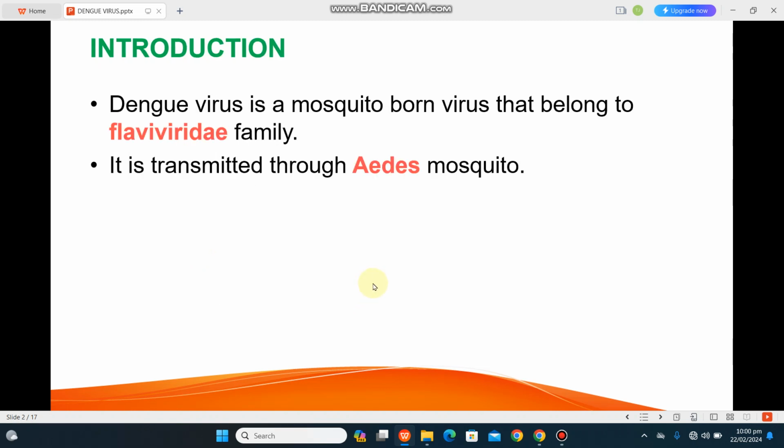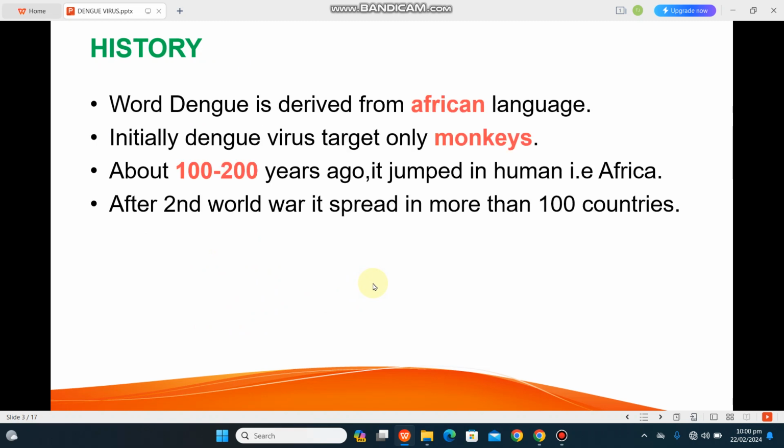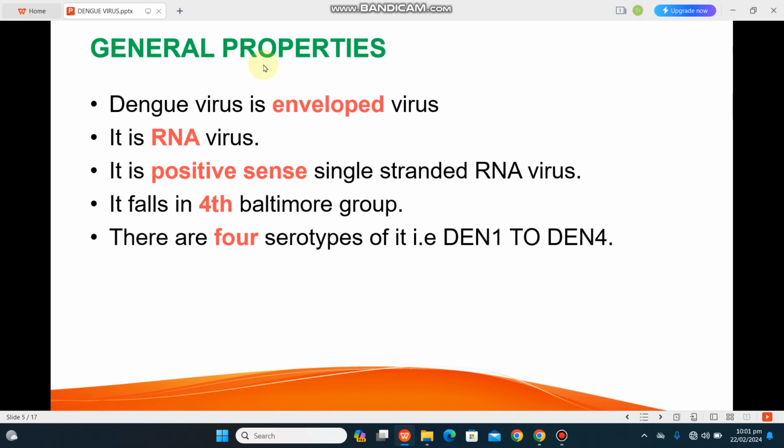So first of all, we should know that the dengue virus belongs to the family Flaviviridae, and it is transmitted through a specific family of mosquito, that is Aedes mosquito. Initially this was diagnosed in monkeys, and then about 100 to 200 years ago it jumped into humans and causes severe complications. And the word dengue is derived from an African language.